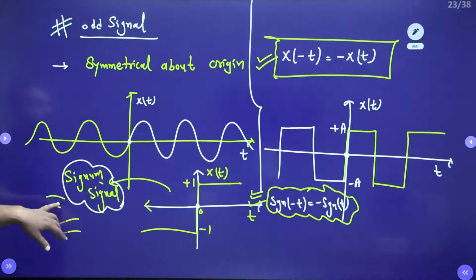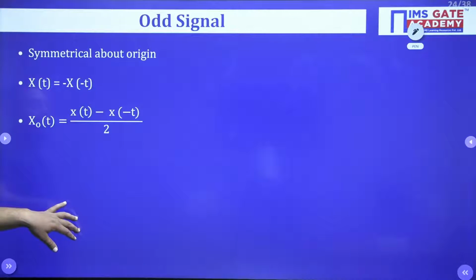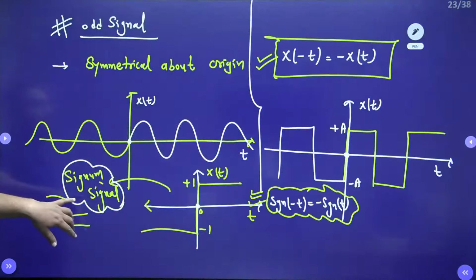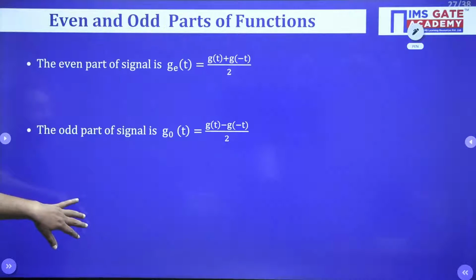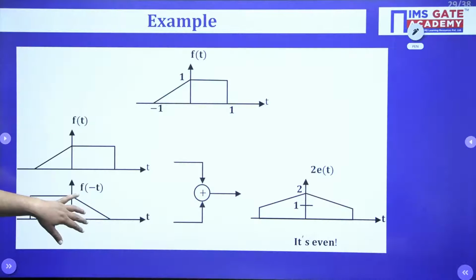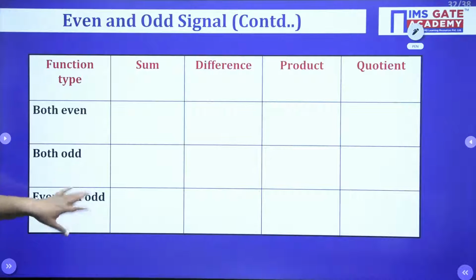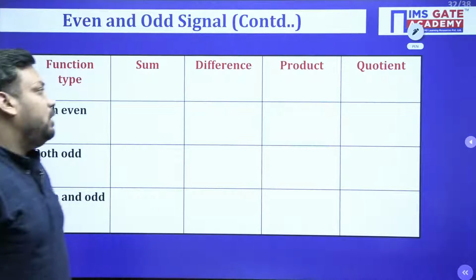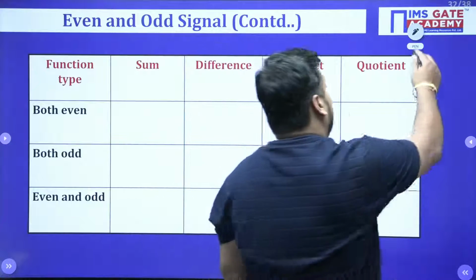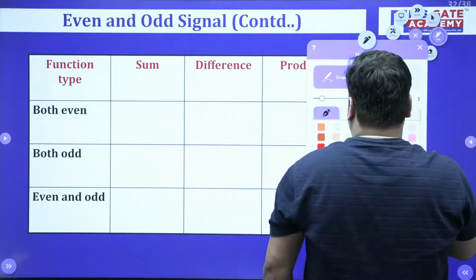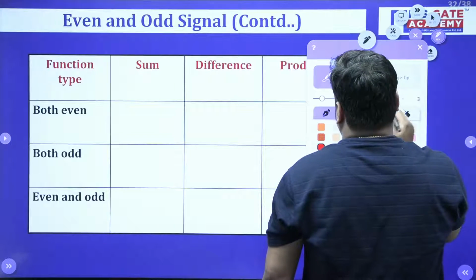So now students, the question is, what about signals that are neither? If the signal is neither even nor odd, we will come to this part, but first of all we will complete this table. After that we'll solve that part also. So students, next you need to make a table. Whatever is in the slide, we'll again come to that part.